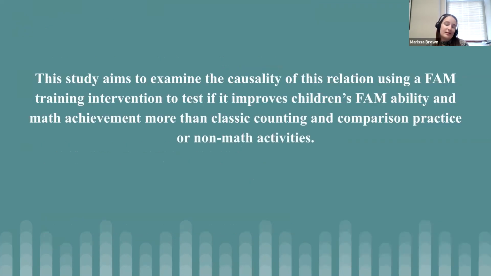So this is the third experiment in a 3-experiment study, and this part aims to examine the causality of this relation using a FAM training intervention to test if it improves children's FAM ability and math achievement more so than classic counting and comparison activities or non-math activities.